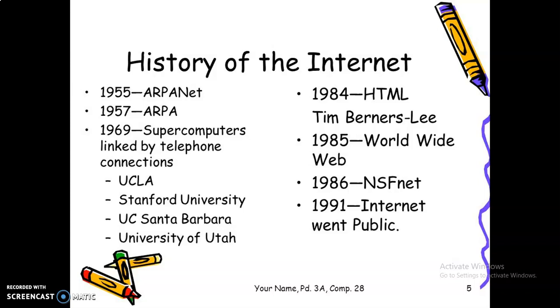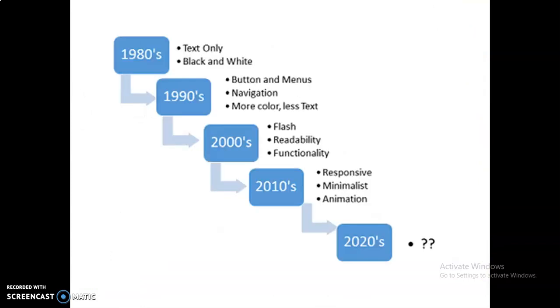Before 1991, the internet was used only by scientists, laboratories, universities, and in government and military areas. After 1991, the internet became popular among the public and was used by the public also.